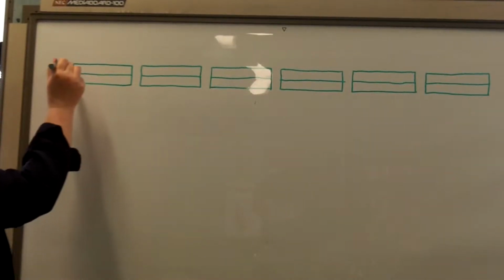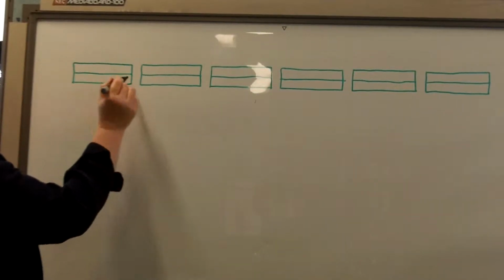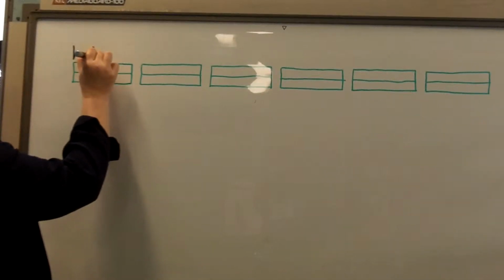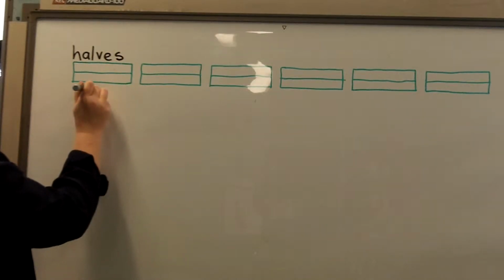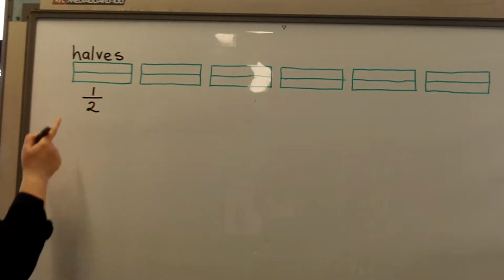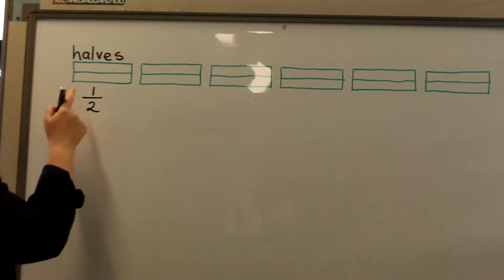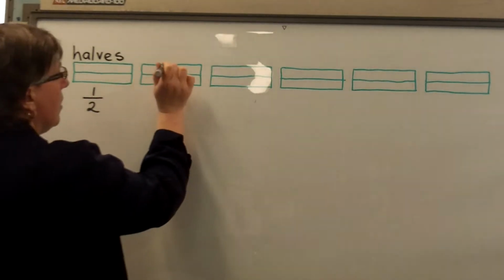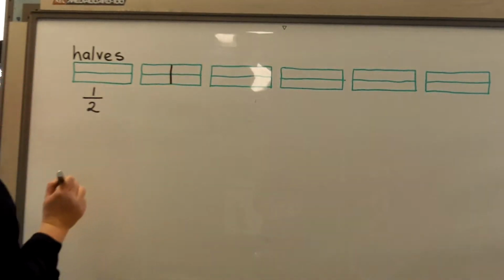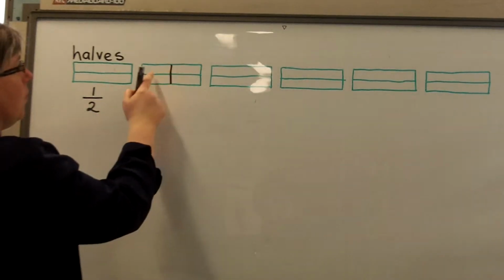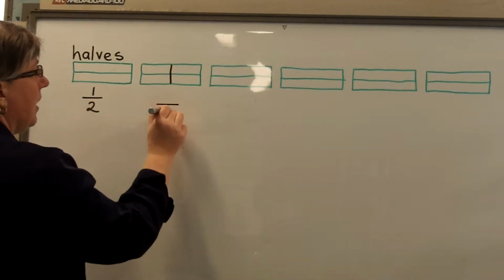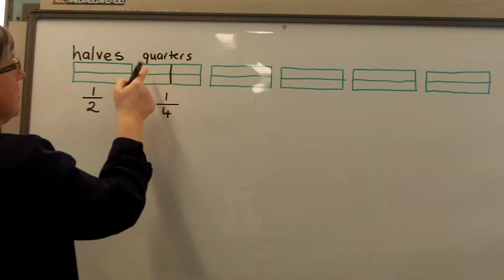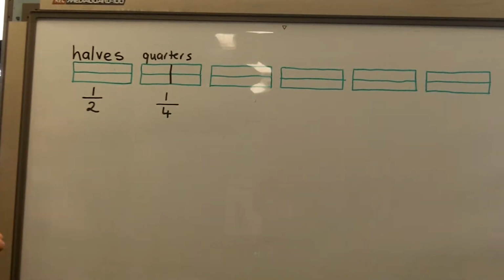Welcome. This is my one, or my whole, and I've broken it up into two equal parts. So when I break it up into two equal parts, I have halves, and I write it as one part out of two, or one broken up into two parts. If I were to put one line down the middle and break it up, I would now have four equal parts, and they are called quarters. Quarters are smaller than halves.